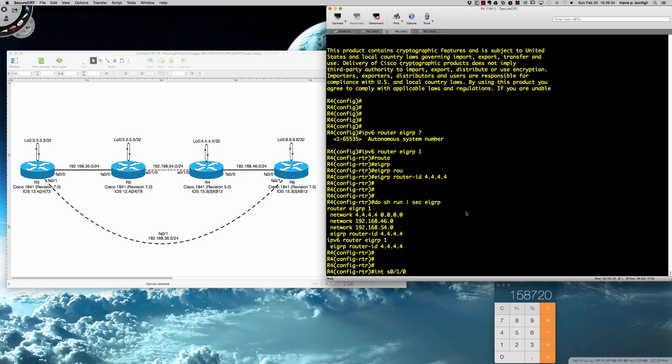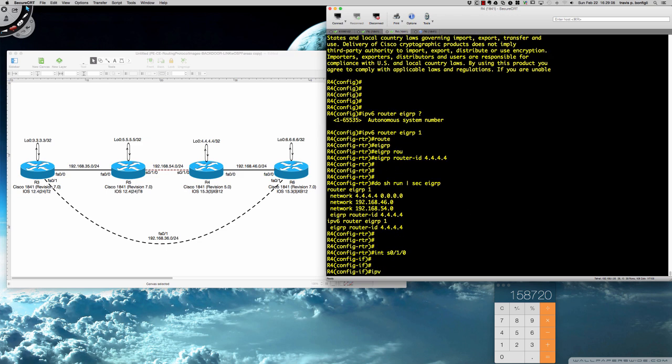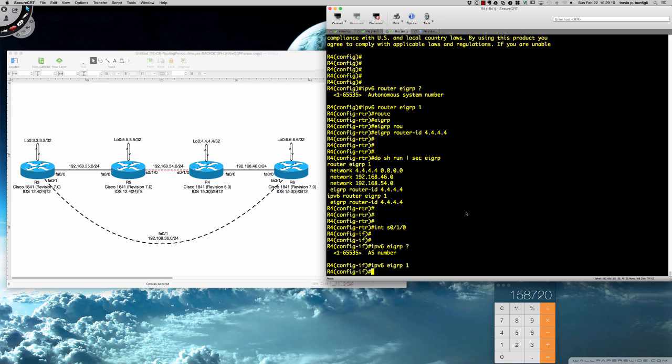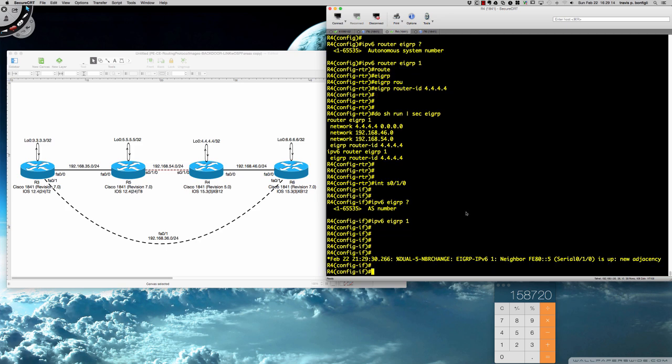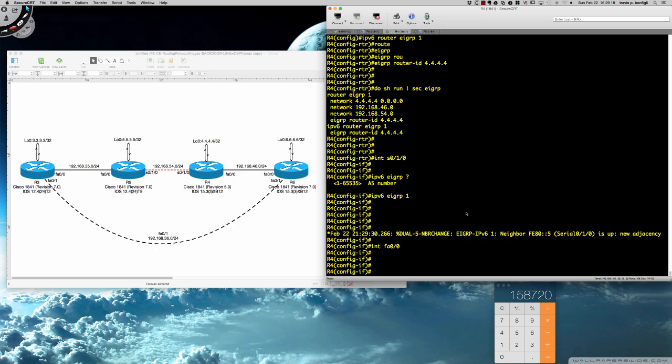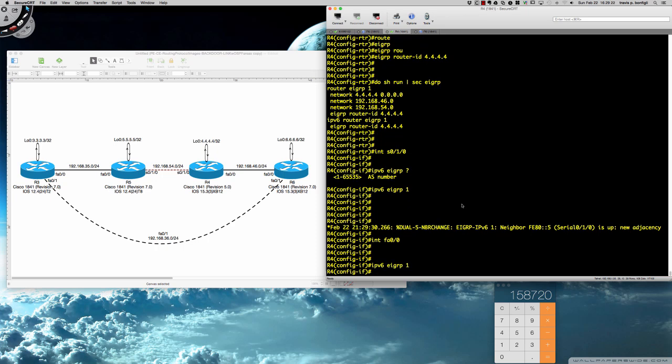So serial 0/1/0 to start. We're going to say IPv6 EIGRP autonomous system 1. We should see an adjacency here. And there we go. Fantastic. With router 5. And let's go into FastEthernet 0/0, and I'm going to say IPv6 EIGRP 1 for autonomous system 1.